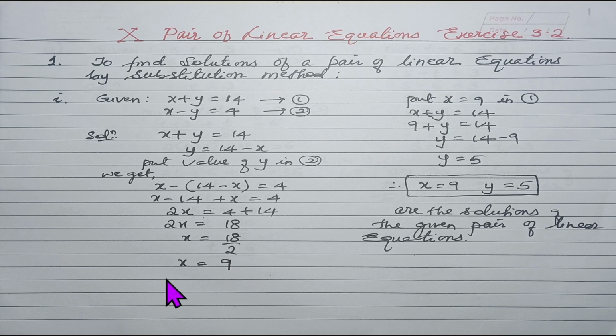So that is how we get the value of one variable. Now put the value of x equal to 9 in one of these equations. You can put it in any one of the equations. So put x is equal to 9, let us say in equation 1, then x plus y equal to 14, 9 plus y equal to 14, y is equal to 14 minus 9, or y is equal to 5. Therefore x is equal to 9 and y is equal to 5 are the solutions of the given pair of linear equations. So that is the procedure of the substitution method.